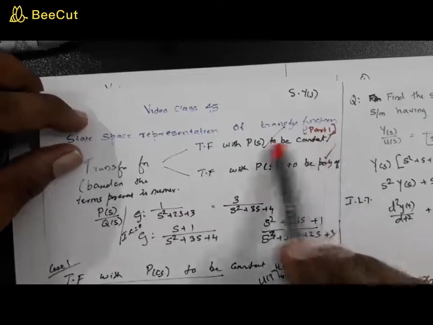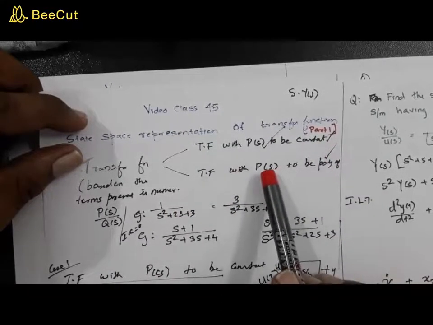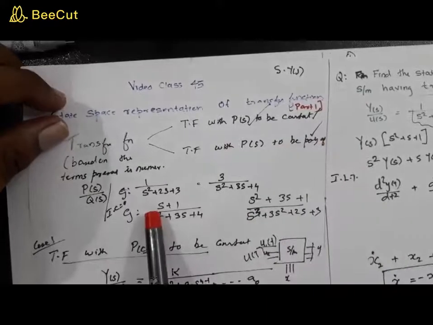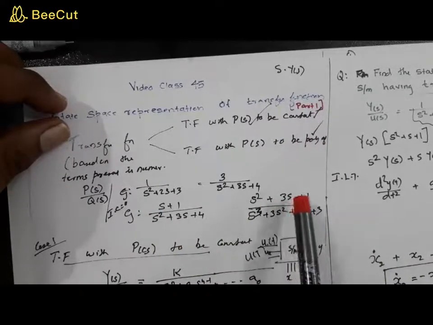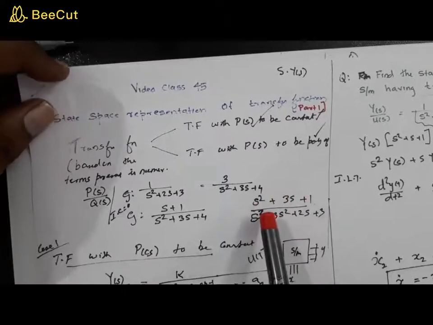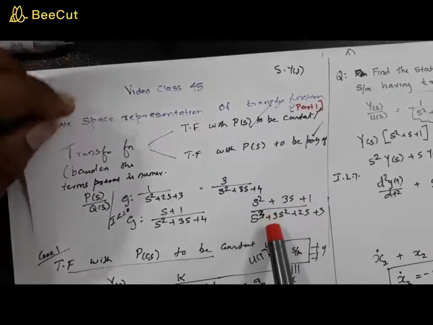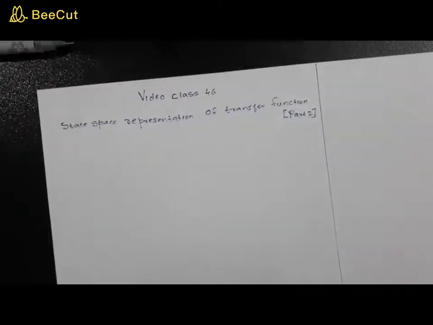Now you can have another transfer function of the form where p of s can be a polynomial of the form s plus 1 and s squared plus 3s plus 1. In order to get the state model, the approach is quite different, and that is what we are going to study under this video. Okay.